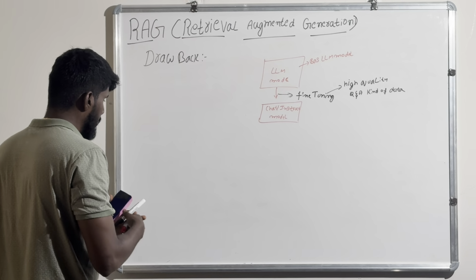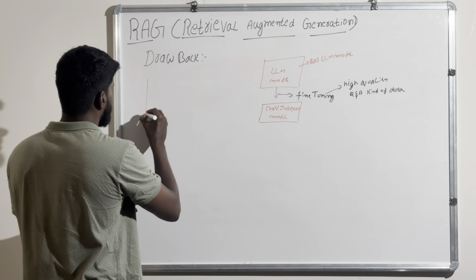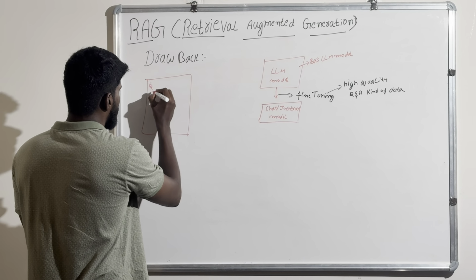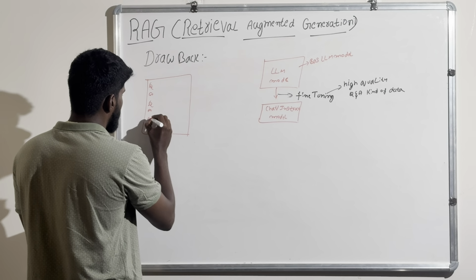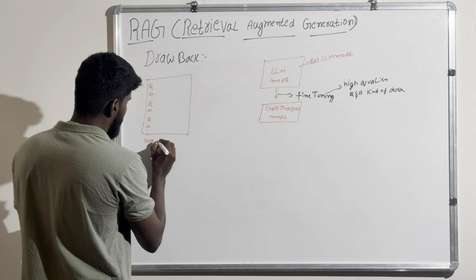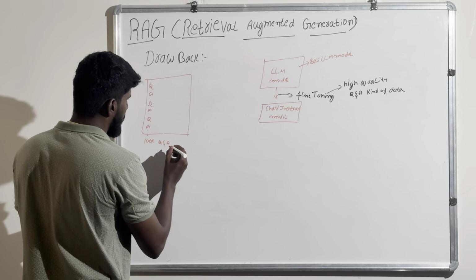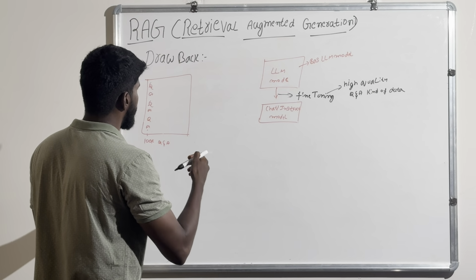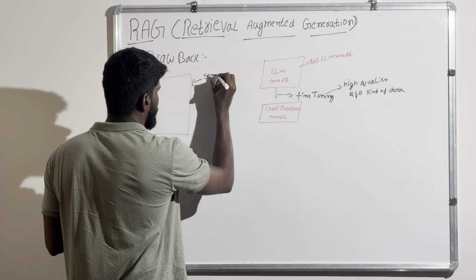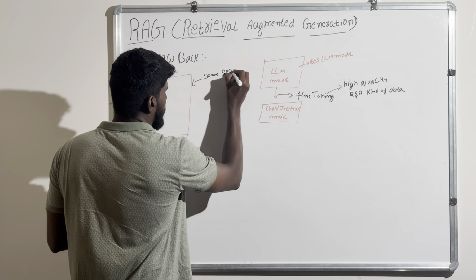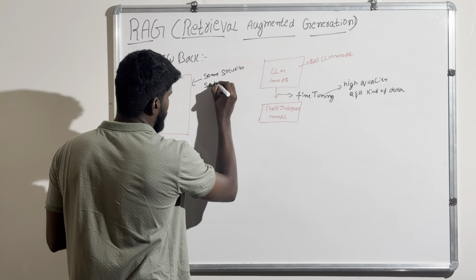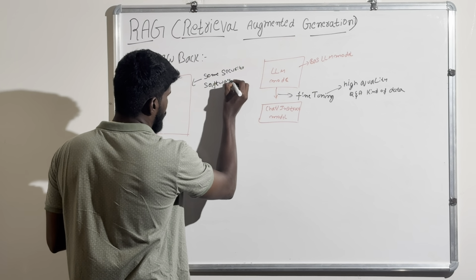Let's take this example. You have a document which has question and answer, question and answer, question and answer. We have some 100k of question and answers about some security software.